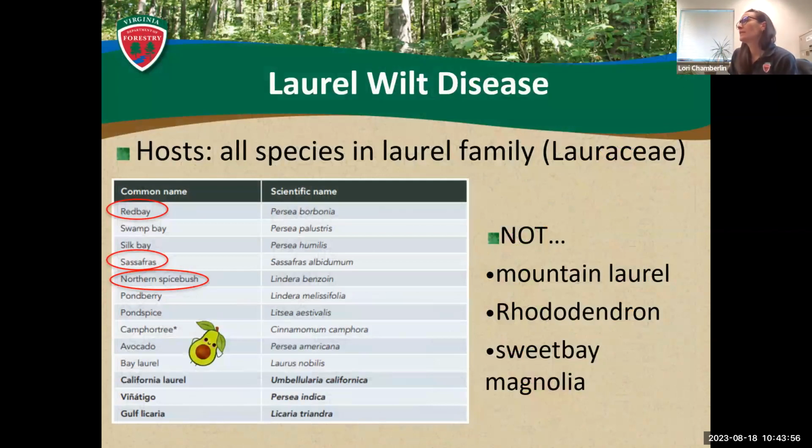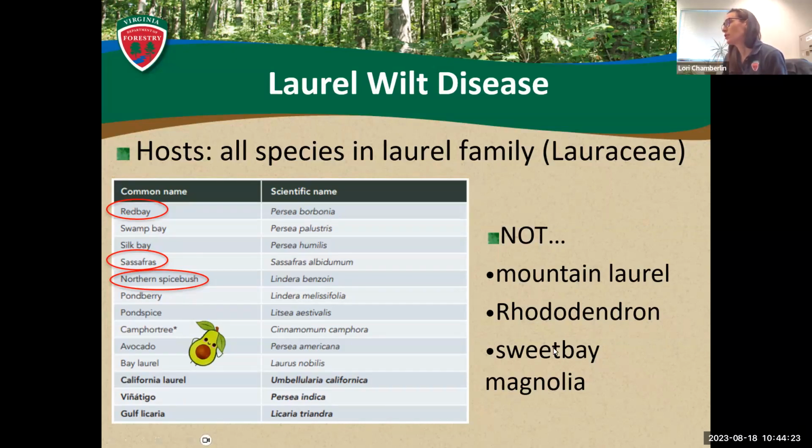So what does laurel wilt disease impact? Well, it impacts all species in the laurel family. In Virginia, that is red bay, which we find in Southeast Virginia, but also sassafras and northern spicebush, which is found pretty much statewide. I did also list avocado here because while we don't really grow avocados in Virginia, this may be sad for all of us that enjoy some guacamole.